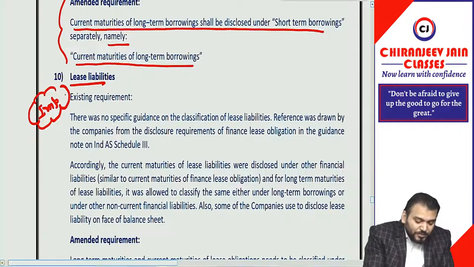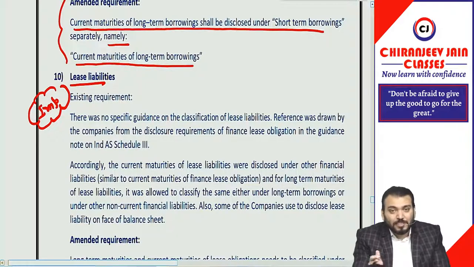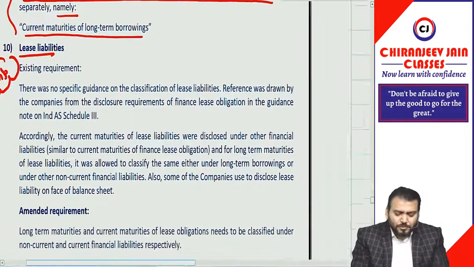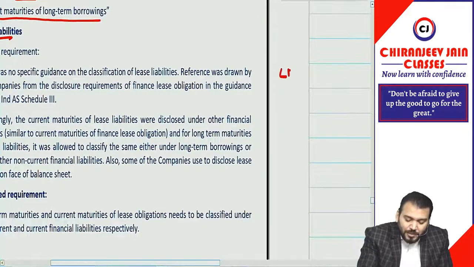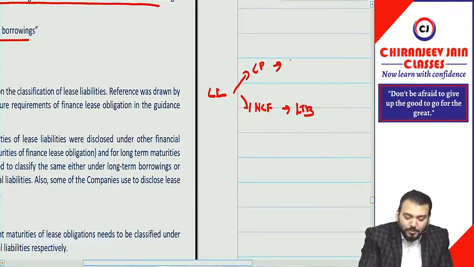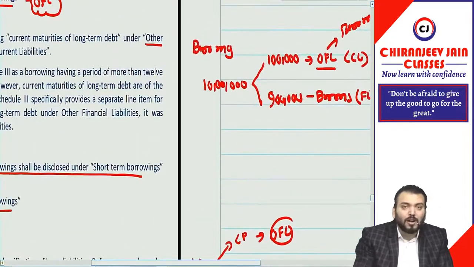Then lease liability, this is also important. Whenever you are doing Ind AS 116, of course for that we used to disclose lease liability, but as per the previous requirement, nothing was given on the face of the balance sheet. Therefore, for lease liability, we used to calculate two parts, how much current portion and how much non-current portion. The non-current portion we used to disclose under long-term borrowing under financial liability, and the current portion we used to disclose under other financial liability, the same as we did for borrowing.